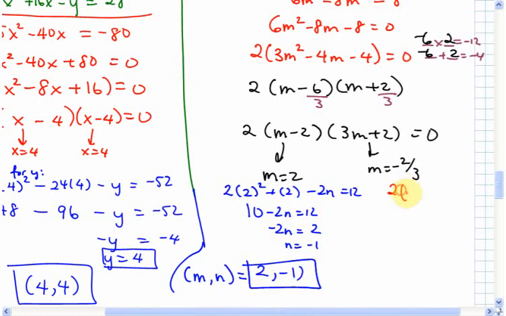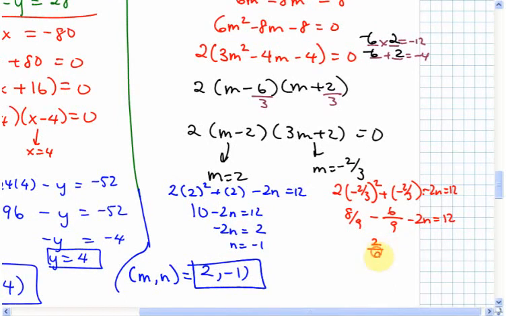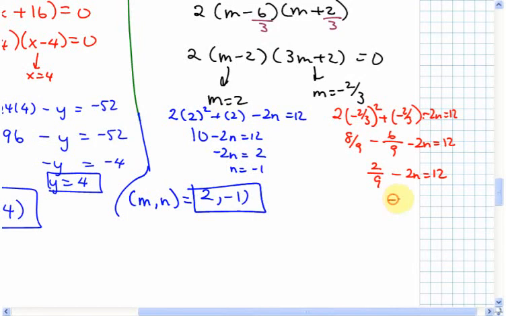Doing the same for this one, negative 2/3 all squared plus negative 2/3 minus 2n equals 12. That's 4/9. 4 times 2 is 8. That's 8/9 minus 2/3. I'm going to change really quickly. 3 times 3 is 9. 2 times 3 is 6. Okay. I know I'm doing this fast, but you know what? Maybe you can figure this out yourself at home. You can always slow down and stop the video, right?